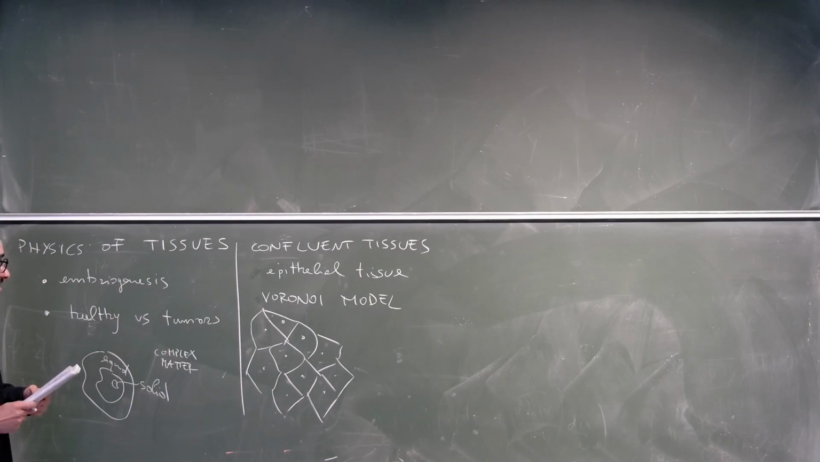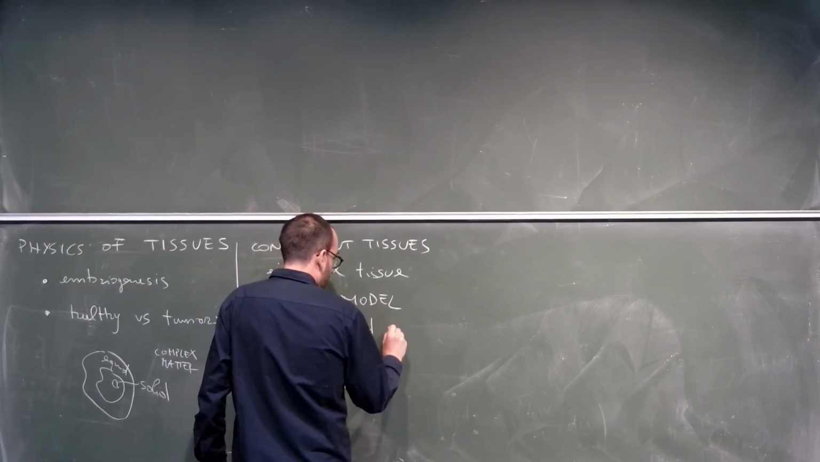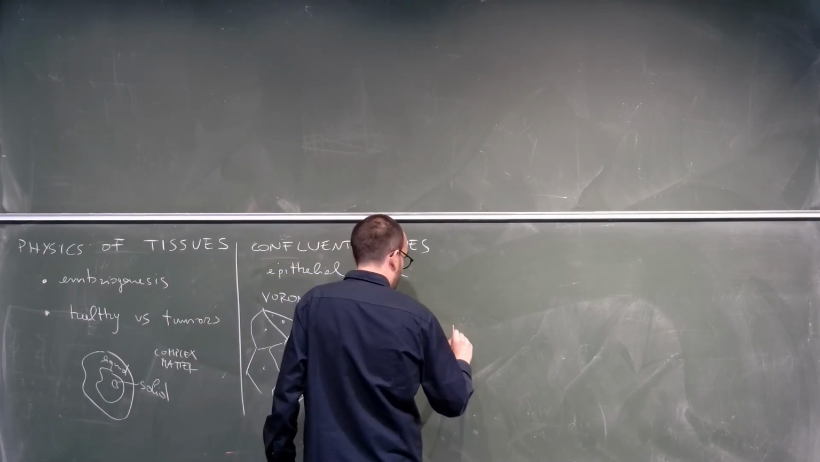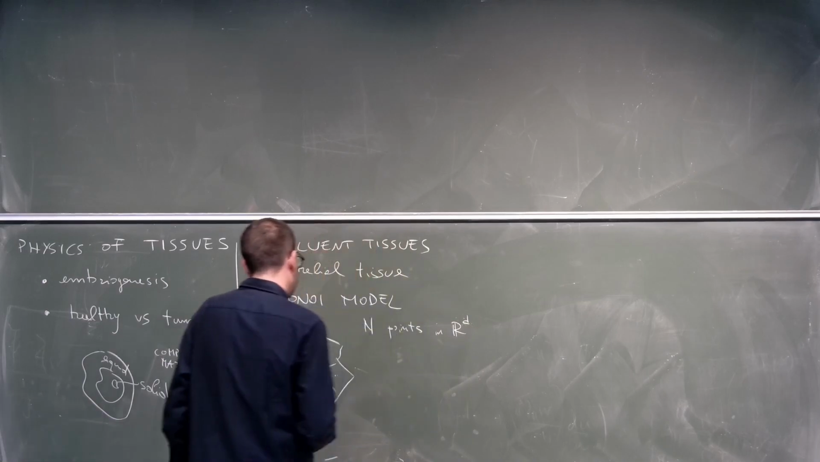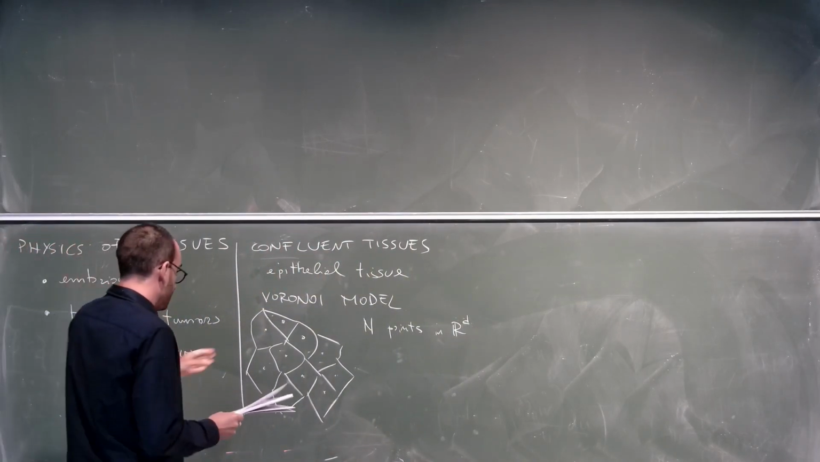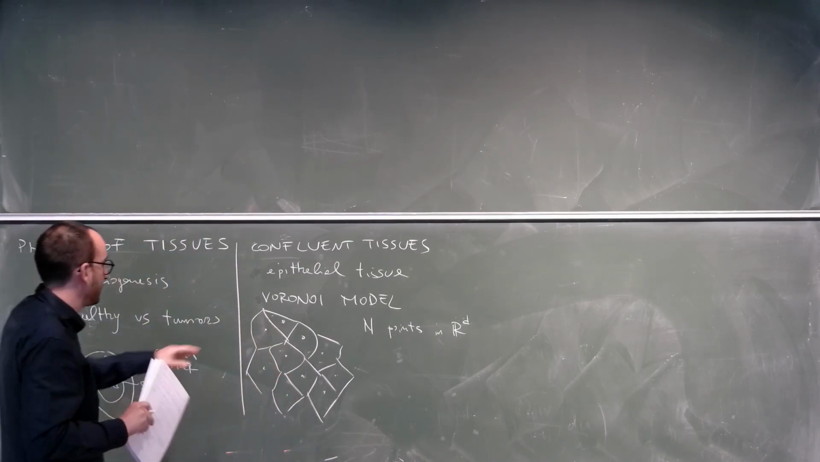So what is this model? You are given N points in space, let's say in R^d, in d dimensions, and you construct the Voronoi cells. And these are the cells of your tissue.